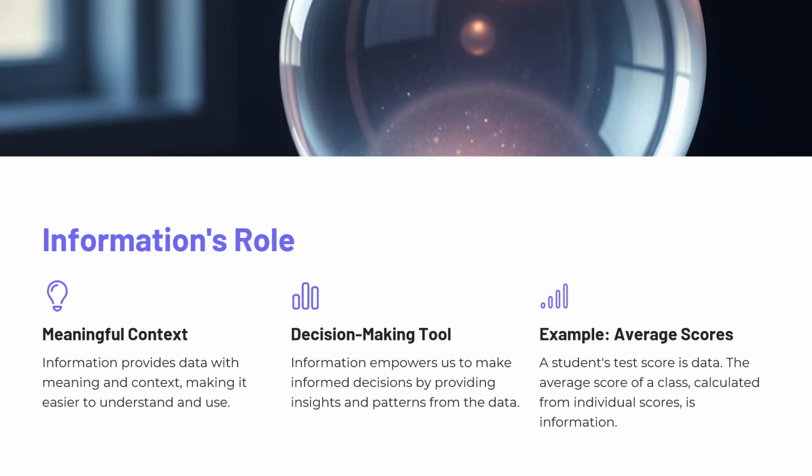Whereas the information plays a vital role because it is always useful, it is always meaningful, right? So the information provides data with some meaning and some context. So this is very easy to understand and use. This will provide the informed decisions by providing the insights and patterns from the data. For example, average score. A student's test score is the data. And when we get the average score of the class that is calculated from the individual student scores, that will become the information.